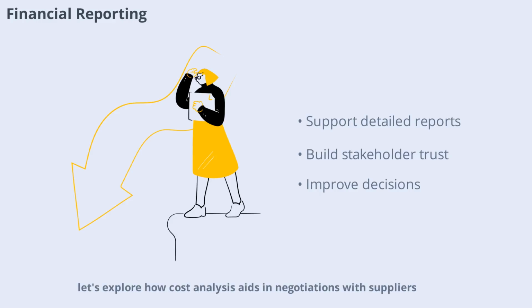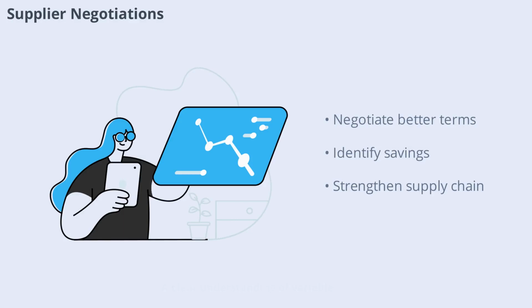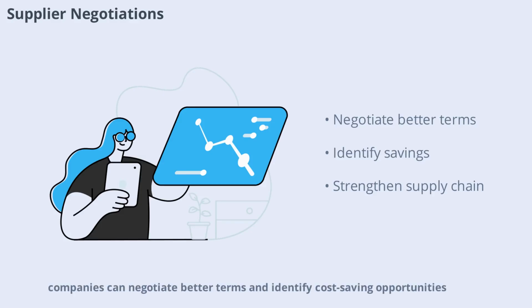Next, let's explore how cost analysis aids in negotiations with suppliers. Clear understanding of variable costs empowers businesses during supplier negotiations. By knowing their cost structure, companies can negotiate better terms and identify cost-saving opportunities. This strategic approach strengthens supply chain management.